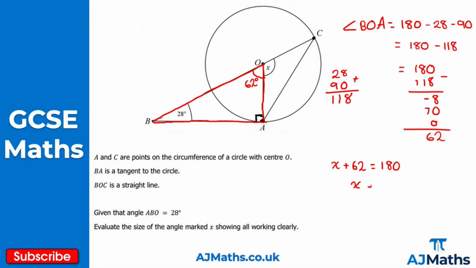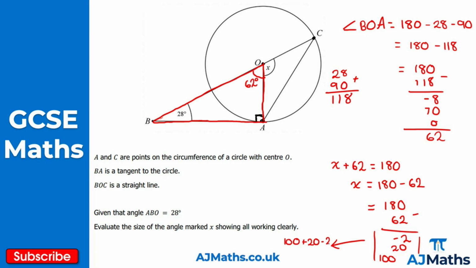So therefore x is equal, just solving this now as a linear equation, to 180 minus 62. So 0 units minus 2 units, that gives me minus 2 units. 8 tens minus 6 tens, so 80 minus 60 gives me 20. And then finally we've got 100 minus no hundreds here, so we get 100. It's a little bit messy to see here, but I've got 100 plus 20 minus 2. So I get 100 plus 20, which is 120, minus 2, giving us 118 there.